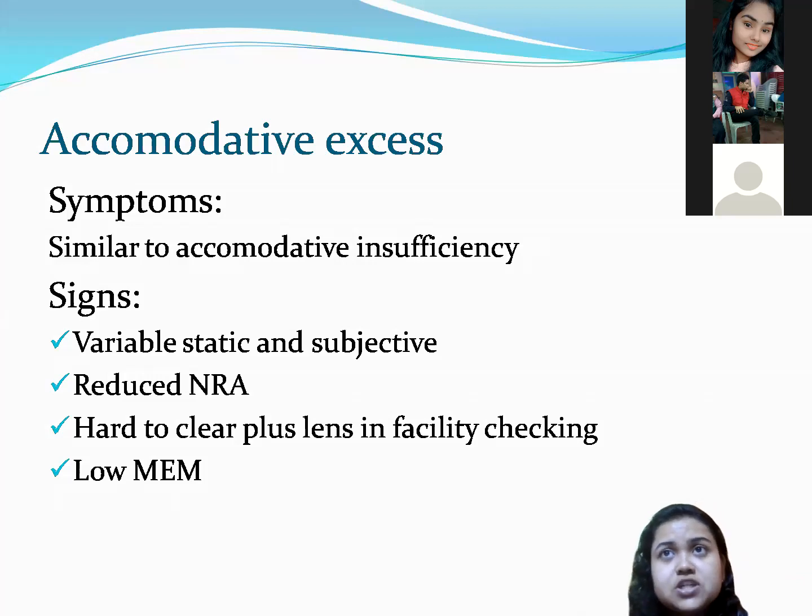Okay, so amplitude of accommodation, what we are testing, sometimes you can get an excess amount of accommodation. Suppose the normative value the patient should have is around 12 diopters of accommodation. When you are testing the amplitude of accommodation, you are getting 13 diopters, 14 diopters of accommodation. So the amplitude of accommodation will be at a higher stage.